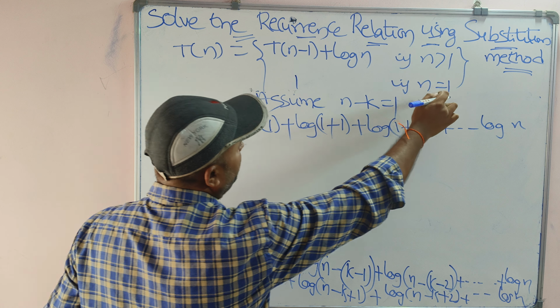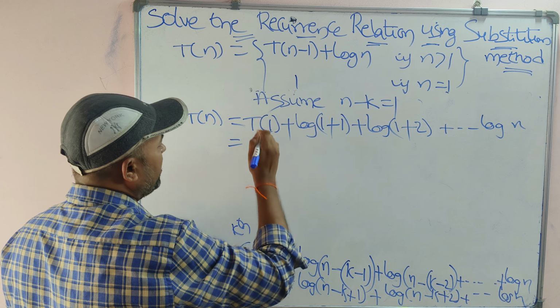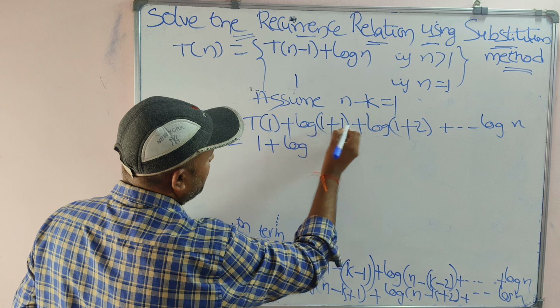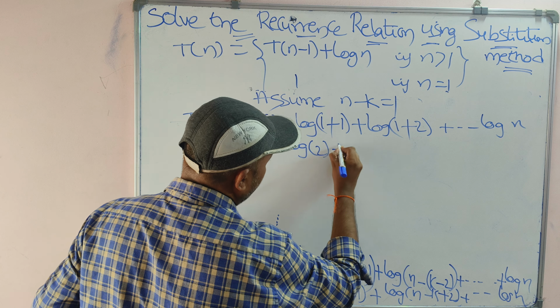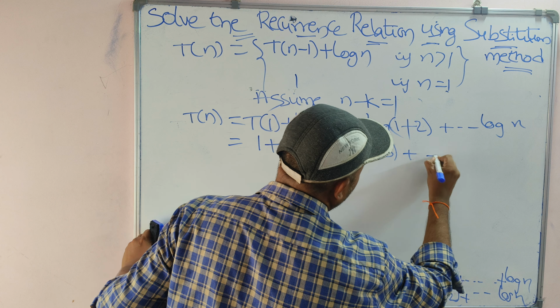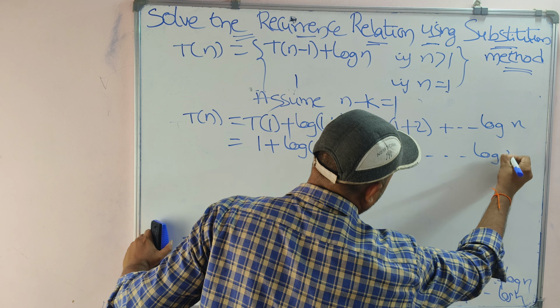So what is T of 1? T of 1 is 1. So 1 plus log of 1 plus 1 means log of 2, plus log of 1 plus 2 means 3, plus so on, log n.